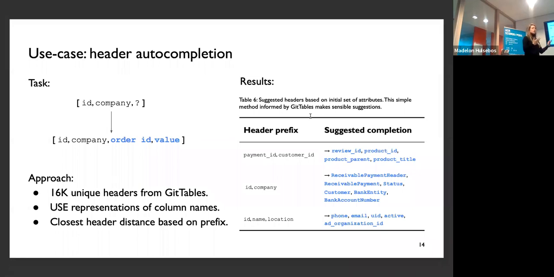So this can also be much better, of course, but it just illustrates what you can use it for. You get the suggestions: receivable payment header, receivable payment status, customer, bank entity, bank account number. May be relevant. Actually, these headers are much larger in reality, but I had to squeeze them in a bit and show only the first few suggestions. Last example: ID, name, and location. So much more personal information. You also get more PII attributes as suggestions: phone, email, a unique identifier, and so on.